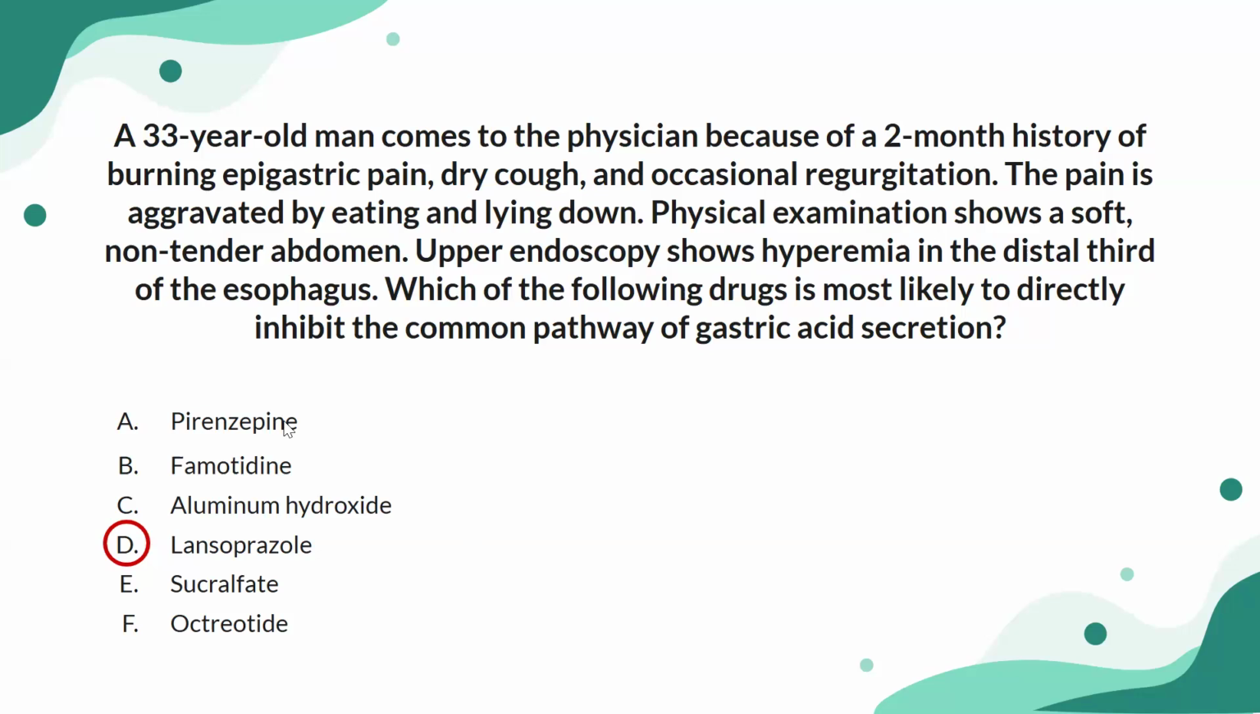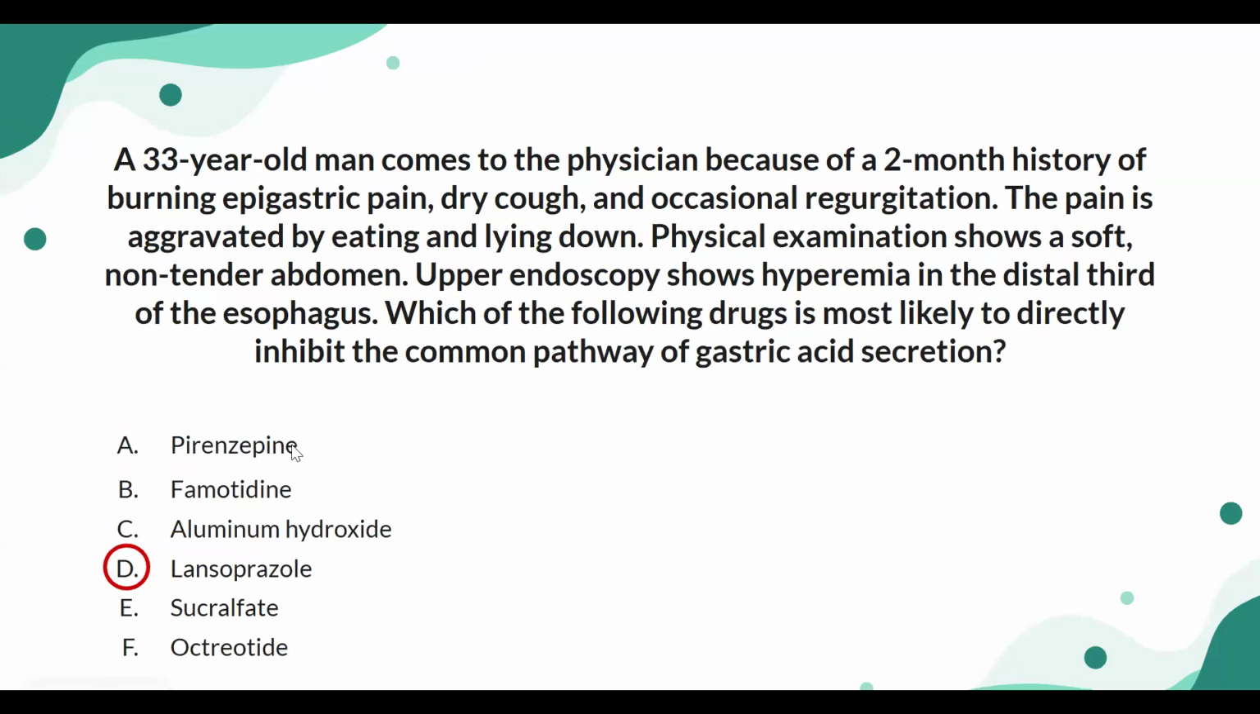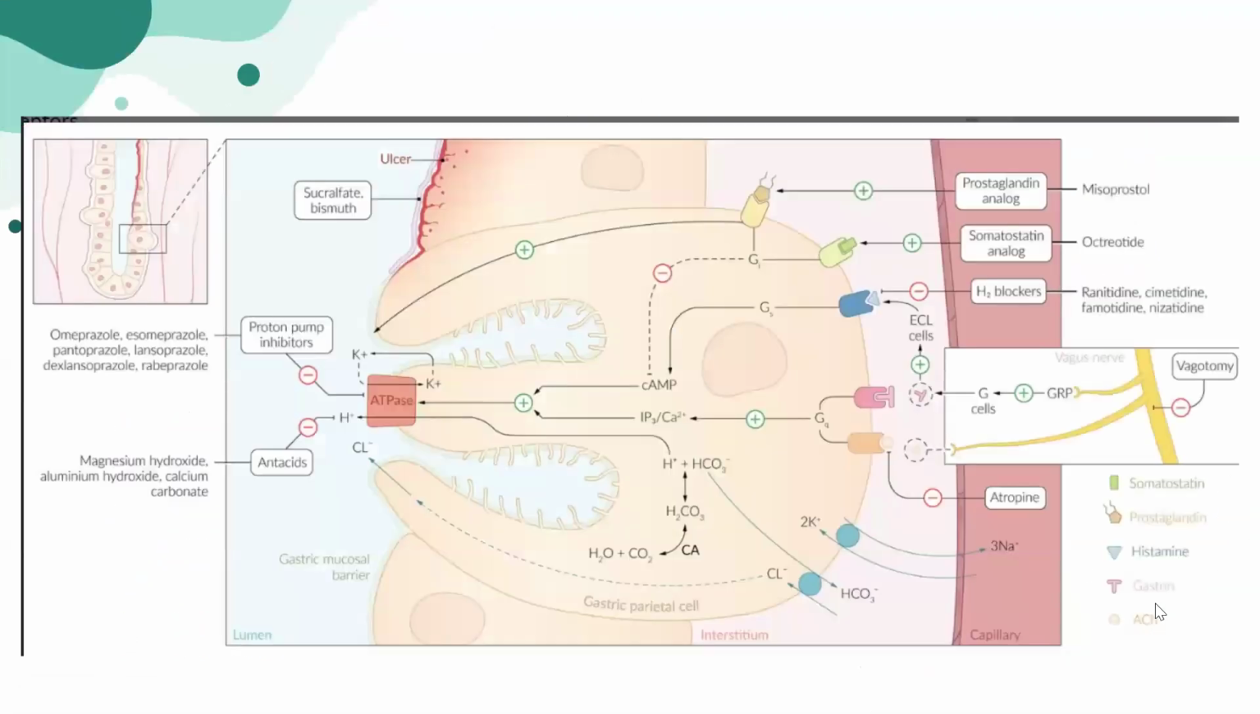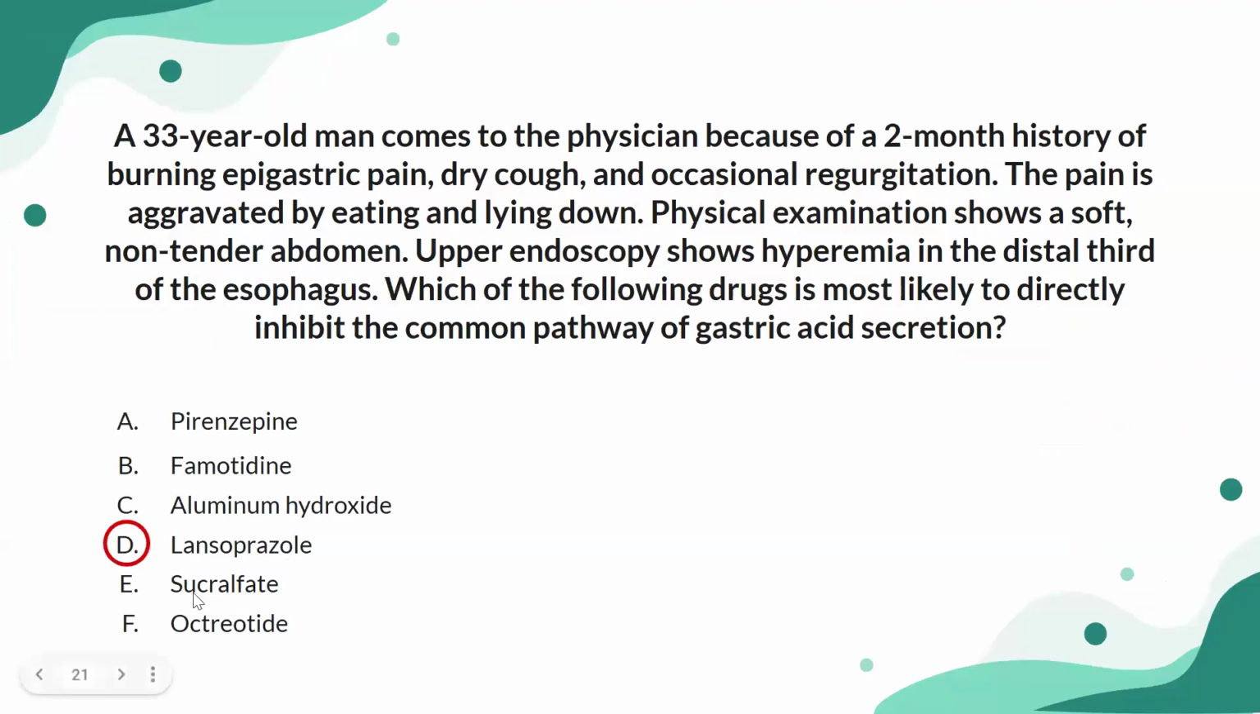Pirenzepine, if I'm not mistaken, is an anticholinergic. Anticholinergic, we already know. Let's go to the previous picture. There you go. So we have acetylcholine here, right? So anticholinergics would block this receptor, which has a whole pathway associated with blocking the ATPase. If it doesn't work out, it's not direct. We're talking about direct.